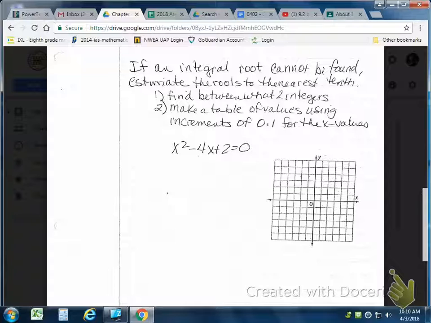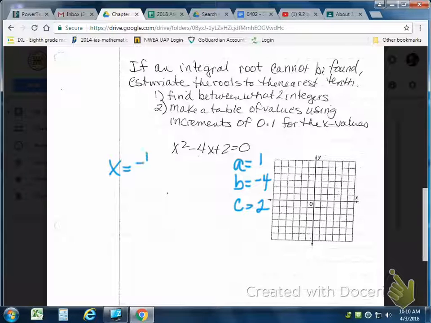I'm not going to lie. You're going to use your calculator when you get to that point. But you start off just like we did everything else, like normal. X squared minus 4x plus 2 equals 0. We're going to go ahead and write our a, b, and c. What's a? 1. What's b? -4. And c? 2. Okay, and we're going to look at our vertex.